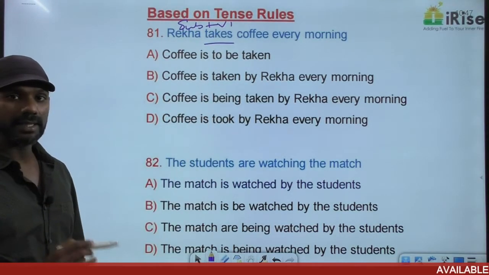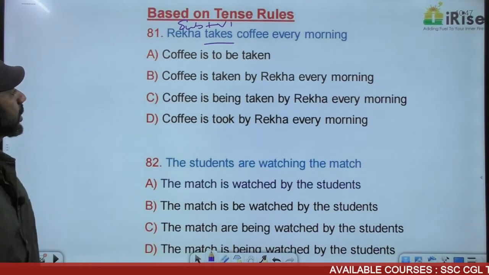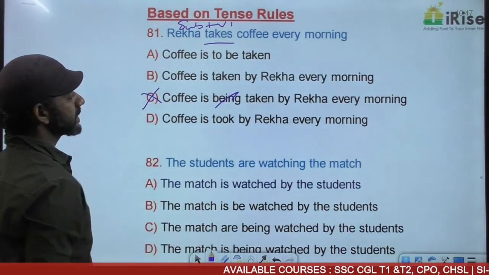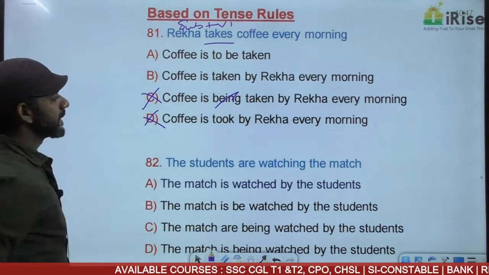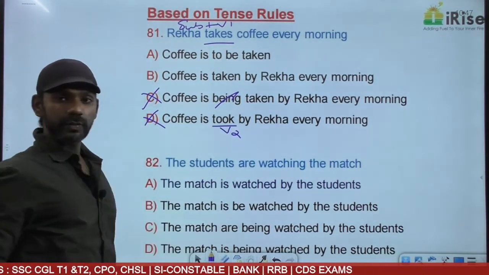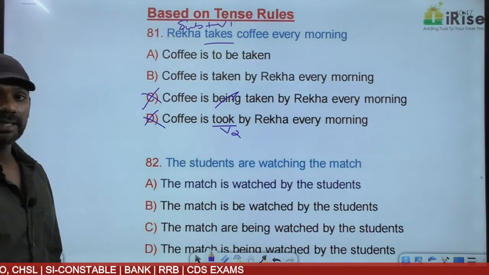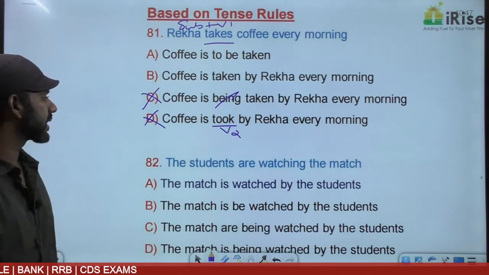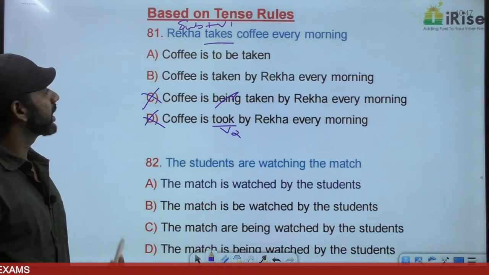Passive voice is ROM plus V3. Based on that, C is eliminated. C says being. D is eliminated because D says coffee is took. Took is V2. V2 will never come in the passive voice. Then there's nothing like is plus V2. It's always is plus V3. Grammatically wrong. Eliminate. Come to A.